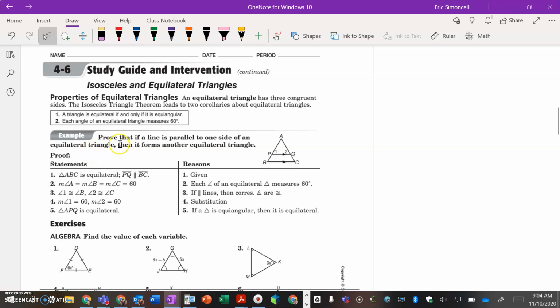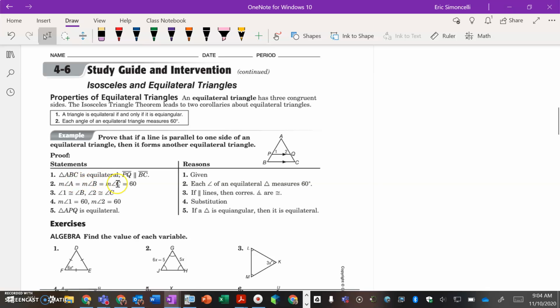All right, example. Prove that if a line is parallel to one side of an equilateral triangle, then it forms another equilateral triangle. So the first step of this proof, and you can see the picture, you've got 2 sides that are parallel. There's some really neat things you can identify just by looking at the picture. But there are some things we should go through even after we identify what we see, in the sense of what the given really is.